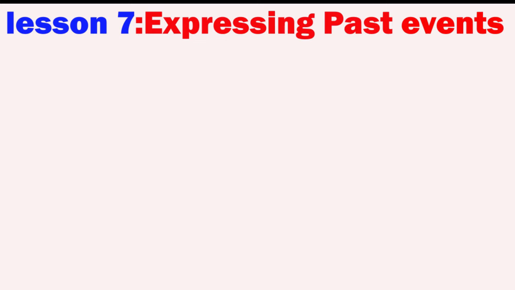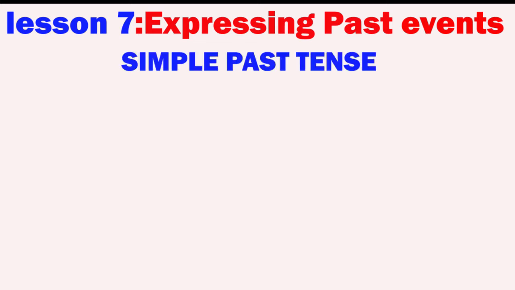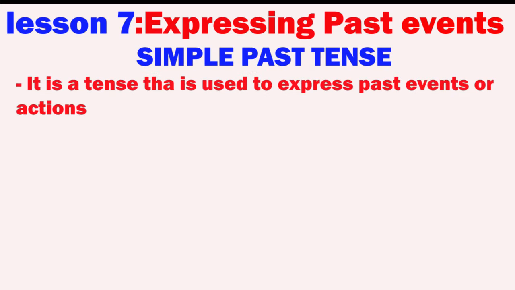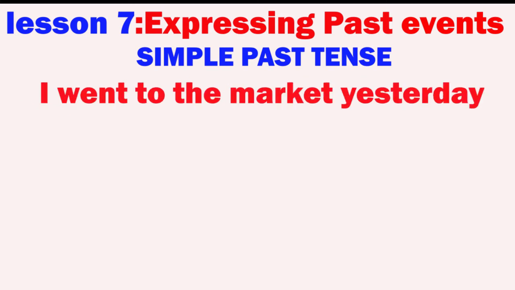In order to express past events, normally the simple past tense is used. And if we are talking of simple past tense, this is a tense that is used to express past events or actions. Okay, you can take some examples from these sentences. For instance, I went to the market yesterday. This sentence expresses a past event.